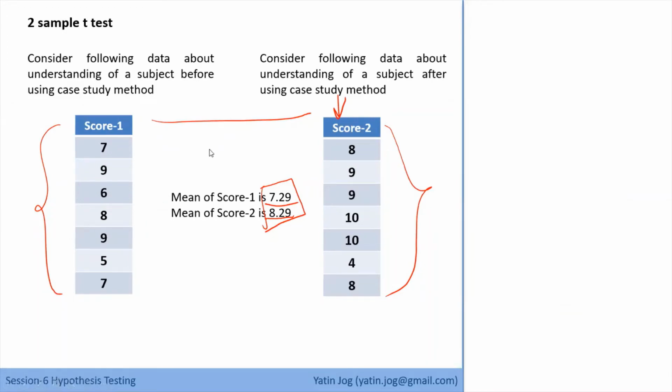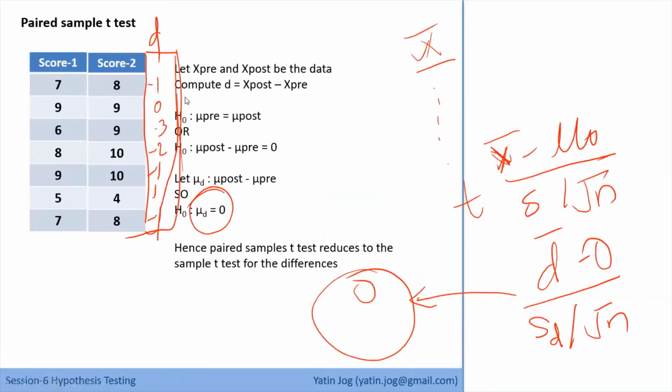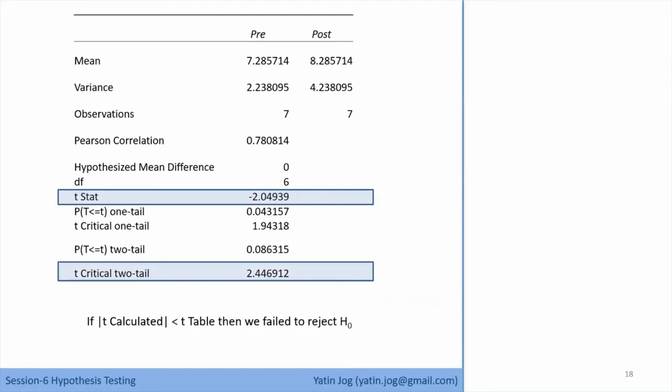So in a way, what I am saying is mu pre is equal to mu post. We fail to reject H0 means my basic assumption is correct. There is no difference in the scores of test 1 and test 2. That means there is no effect of the case study method. Fine. So this is how you can execute the paired sample t-test in Excel. I have shown you 3 methods. You can use any of the 3 methods in Excel.